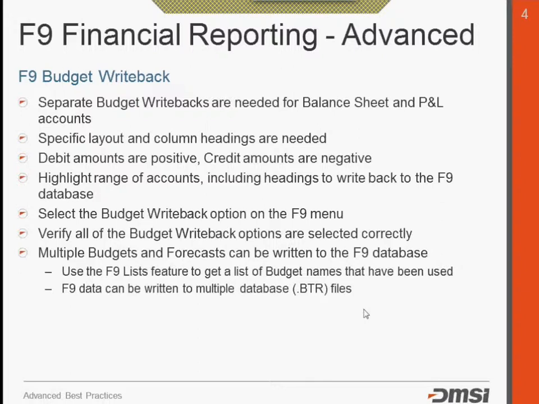When you have your budget data in a spreadsheet, that spreadsheet has to be laid out in a specific way with specific column headings. In that spreadsheet, when you're entering dollar amounts, you'd enter those as positive dollars and credit amounts as negatives. So your revenue accounts and liability accounts would be negative. Once your data is entered, you would highlight the range of accounts in that spreadsheet, including the headings that you want to write back to F9, and then select the budget write back option. Verify the options that are selected in that pop-up window, and then do the write back, and then your budget data will be written to the F9 database. Then at that point, it's available to be pulled into your financial statements.